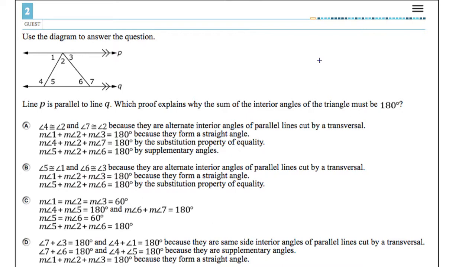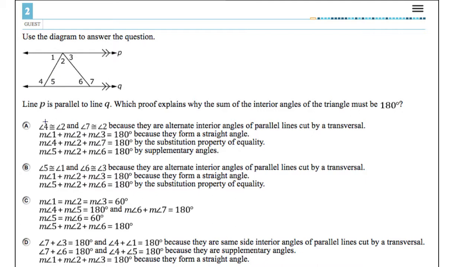For problem number 2, we have to use the diagram and we have to make a proof. We haven't talked about proofs that much yet, but I have given you an informal proof of this. Why is the sum of interior angles of a triangle 180 degrees? We've seen this diagram before. It should look familiar, and the correct answer is the same proof that I gave you guys using alternate interior angles, and then adding all three of these up. But let's see what the choices are saying.